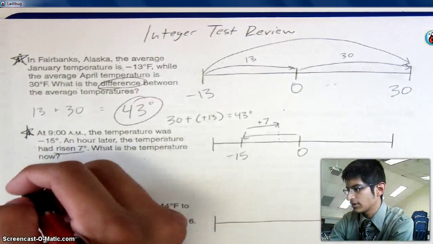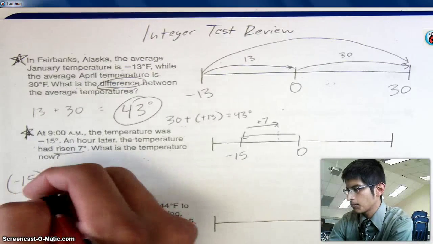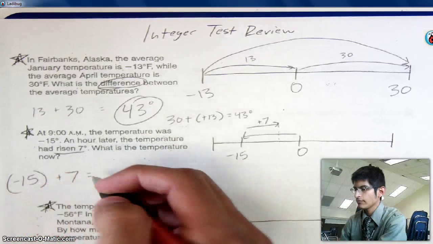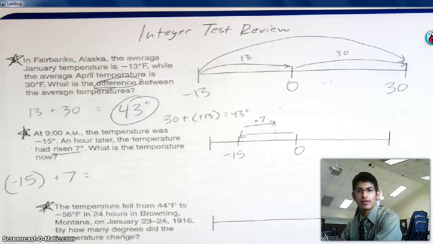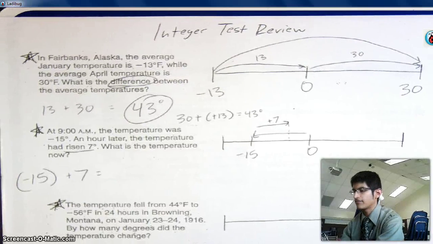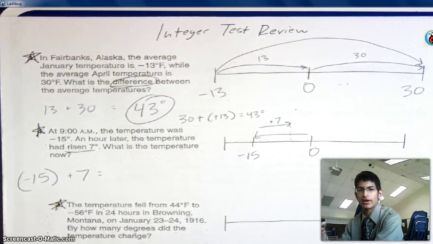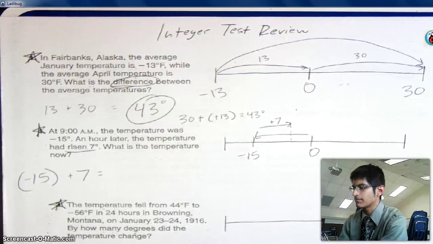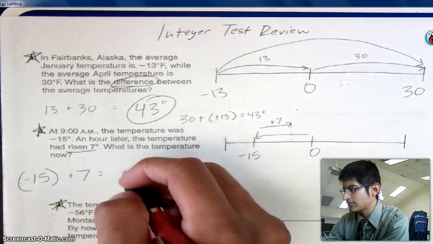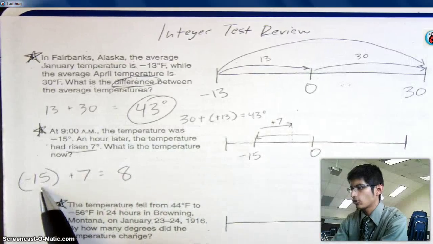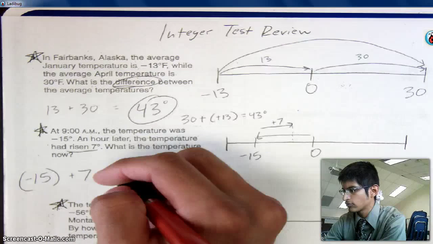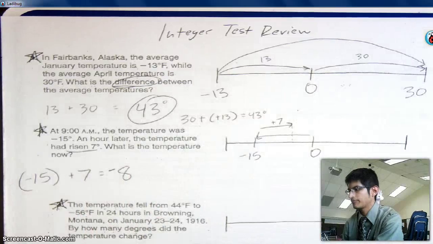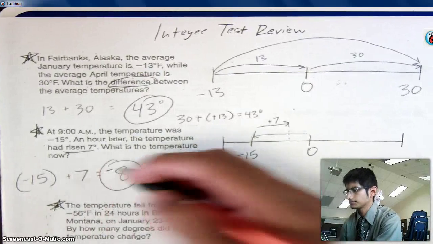So my answer is going to stay negative. And so what I'm doing here is negative 15 plus 7. And so that's the same thing. If I remember last night's notes, if I add a negative and a positive, I'm really making 0 pairs, and I'm really just subtracting. So 15 minus 7 is going to be 8. And do I have more negatives or do I have more positives? I have more negatives. So my answer is negative 8. The temperature is negative 8 degrees.